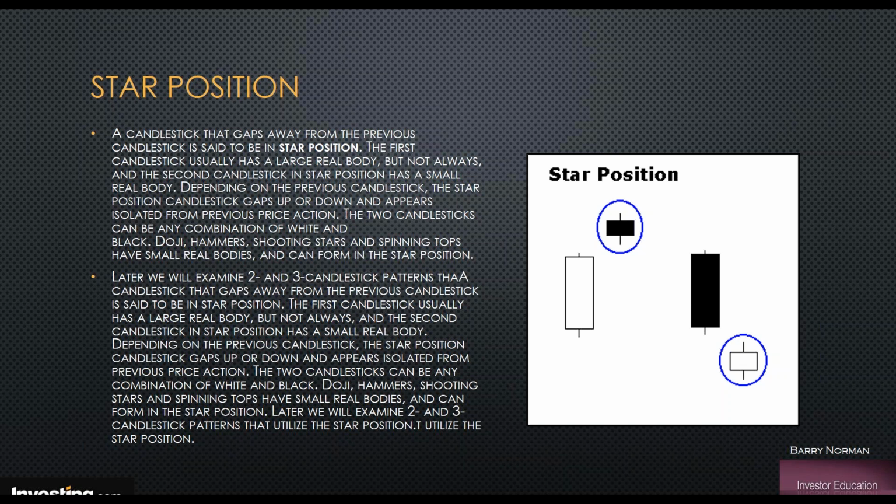Now, later we'll examine two and three candlestick positions. A candlestick that gaps away from the previous candle is said to be in a star position. The first candlestick usually has a large real body, but not always. And the second candlestick in the star position has a small real body. But depending on the previous candlestick, the star position candle gaps up or down and appears isolated from the price action. The two candlesticks can be any combination of black or white, red and green. Doesn't matter if they're dojis, hammers, shooting stars, spinning tops, all have small real bodies and can be formed in the star position.